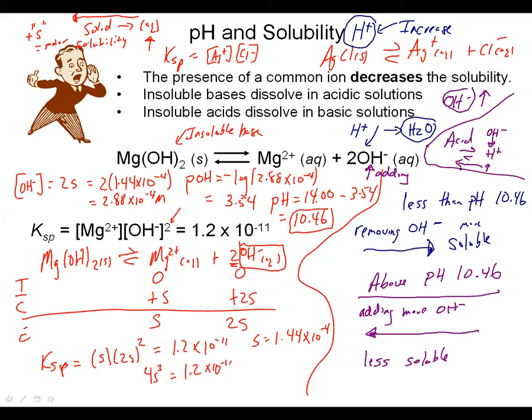Any questions on how to calculate the pH of a solution from the KSP, and the effect of acids or bases on pH?